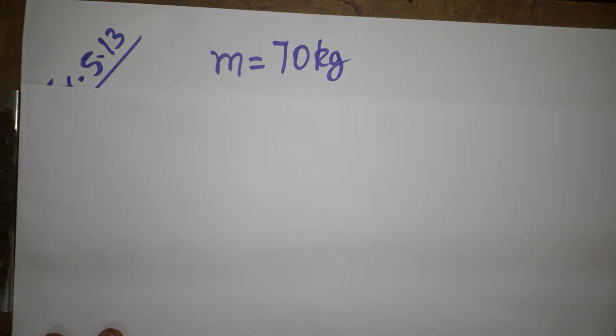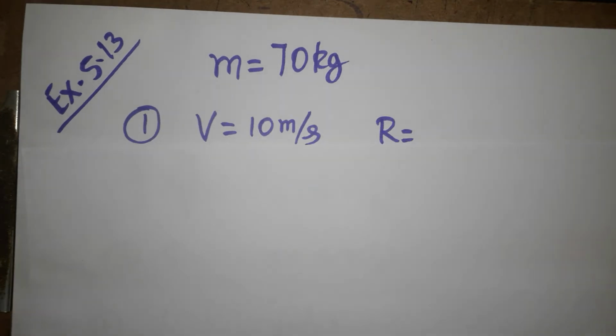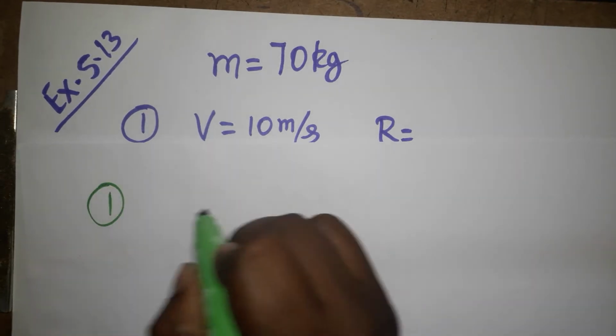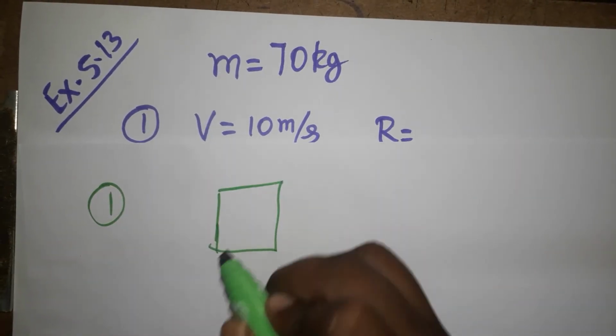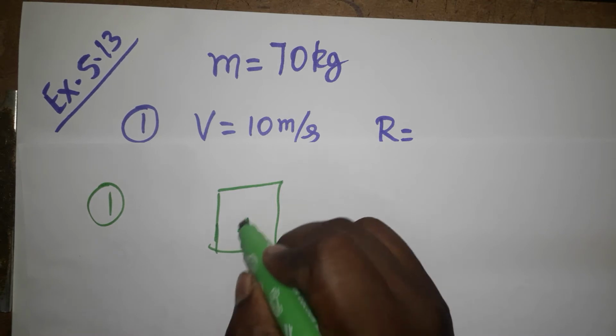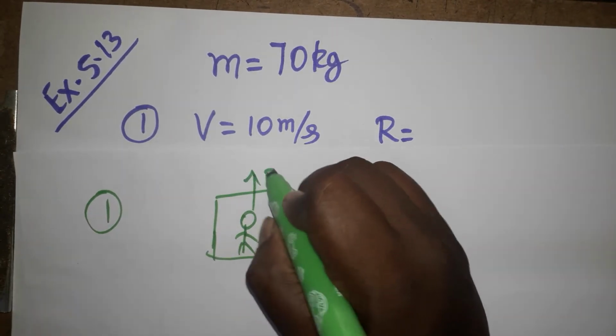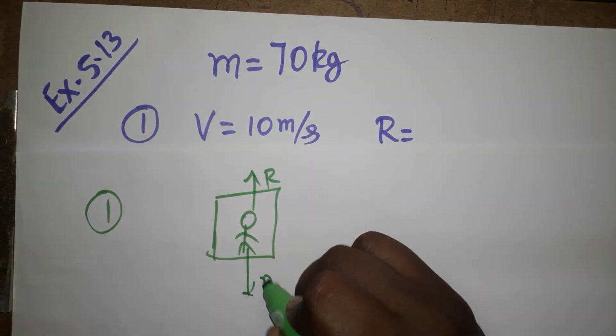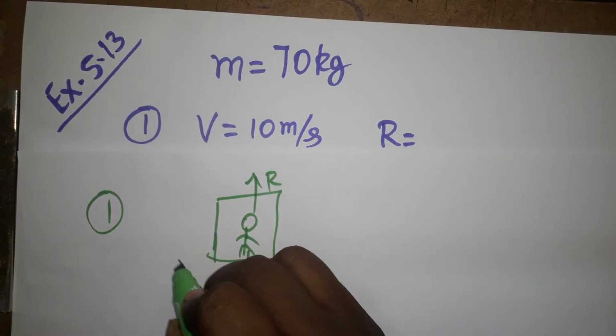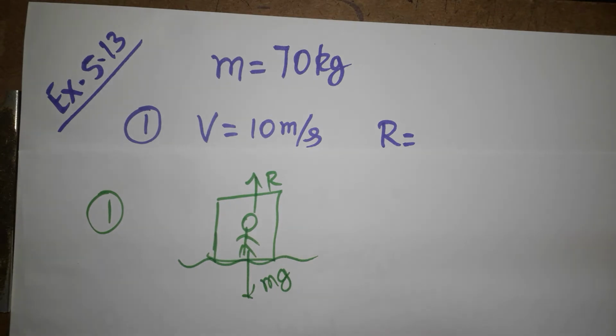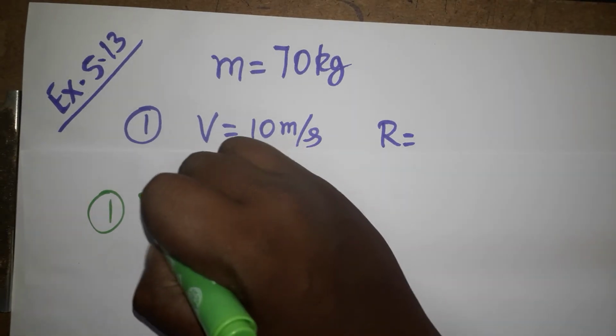Okay, the first question. We have the lift like this. We imagine the lift is at rest. So upwards is the reactional force, downwards is mg, the weight of the object. The lift is at rest, at the ground. So we take this case as rest.